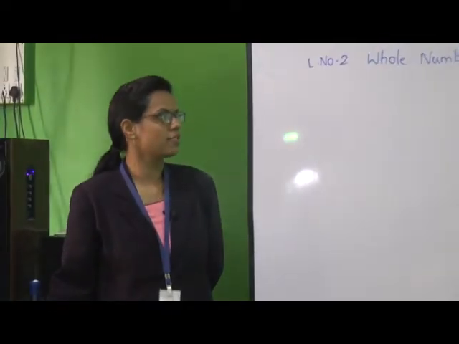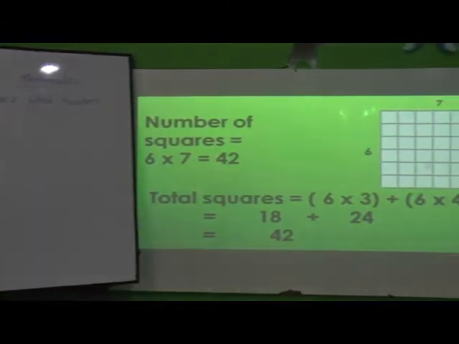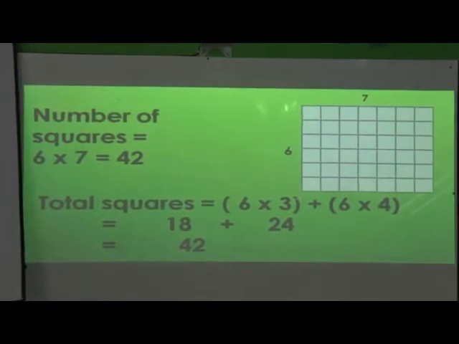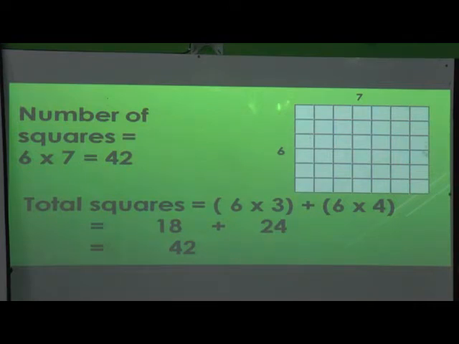See here, as we have solved this example on board in the previous class, we will just revise. Here 6 rows and 7 columns are there. So this has been divided in two different ways. First we will do it total, 6 into 7 is 42. Now we are going to divide into two different ways. First we will take 6 rows 3 columns and then 6 rows 4 columns. Again 6 3s becomes 18 and 6 4s is 24. 18 plus 24 is 42. So either we do it directly or we do it in this way, we get the same answer.